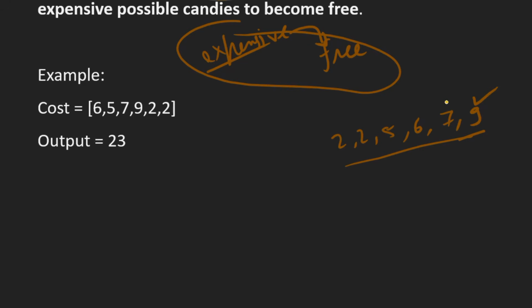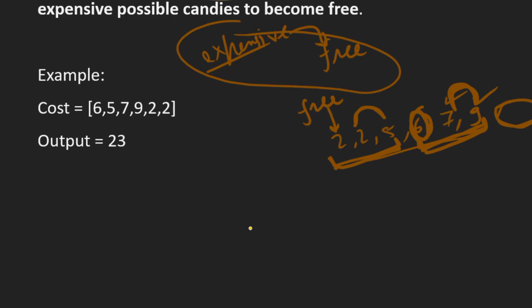But we can't get 9 and 7 as free because there are no candies with more price than those. But suppose we have 6, 7 and 9. If we buy 7 and 9, then we can get 6 for free, right? Then we take the second triplet, and buy 2 and 5, and then we can get this one for free.